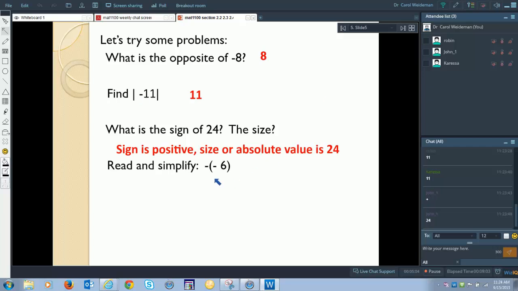Read and simplify. How about this here? How would you simplify this? It says negative, parenthesis, -6. What does that simplify to? Yeah, 6, good. And then how about this one? Negative absolute value of negative 6. What does that simplify to?